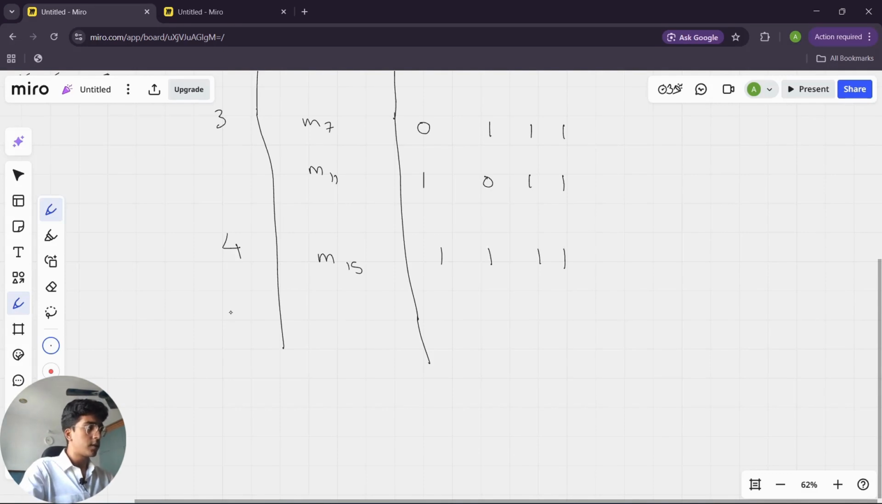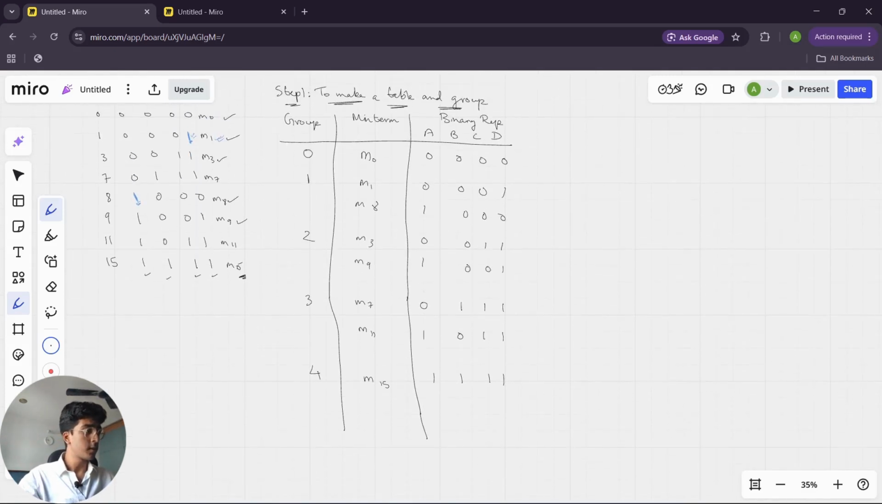We have made this really mashallah table. I know, very pretty handwriting. Everything is understandable, right? No one has a problem.